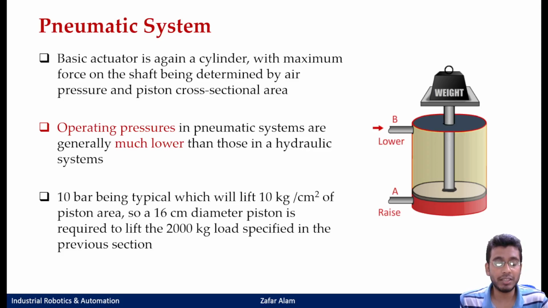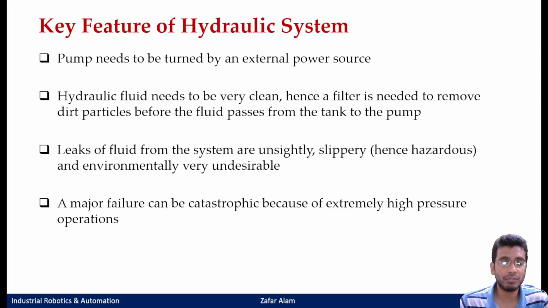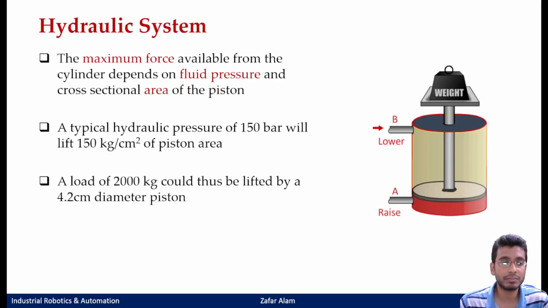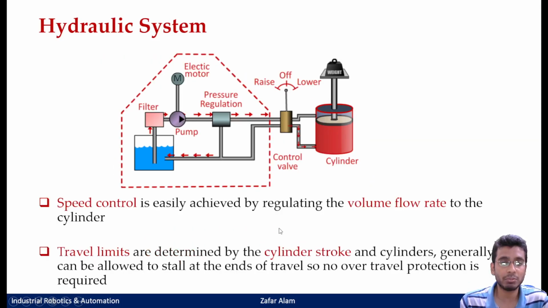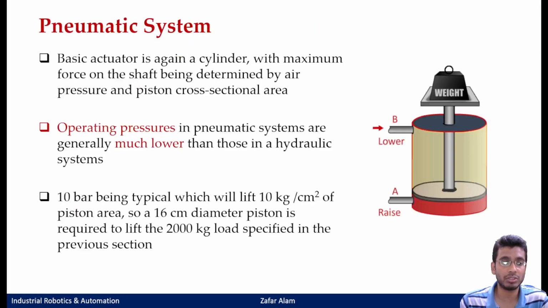So if you had to lift a similar 2000 kgs of load, what would be the piston diameter here? It would be 16 centimeters, right? And in the case of a hydraulic system, if you recall, what was it? It was just 4.2 centimeters. So you see, for the same amount of load to be lifted using a pneumatic system, you require a very large piston, because a 16 centimeter diameter piston is very big.